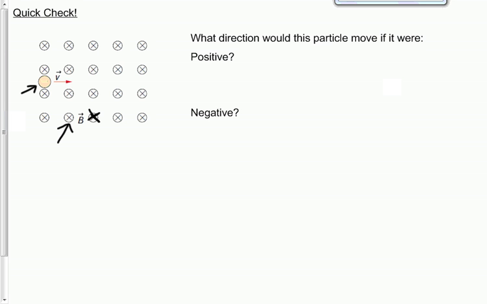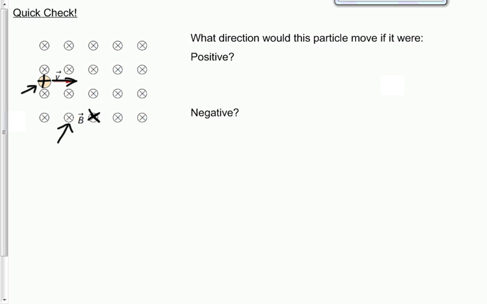So what I want you to do is, let's imagine to begin with that this charge is positive. It's heading this direction, and the B field, of course, is pointing into the page. And I want you to pause the video for a second and think about what direction this particle would move. So think about it for a second, pause the video, and when you're ready, start it again.